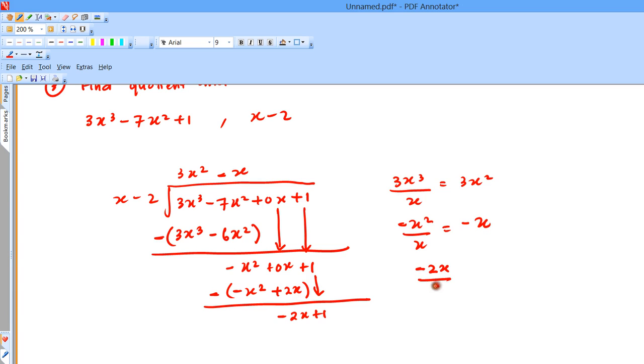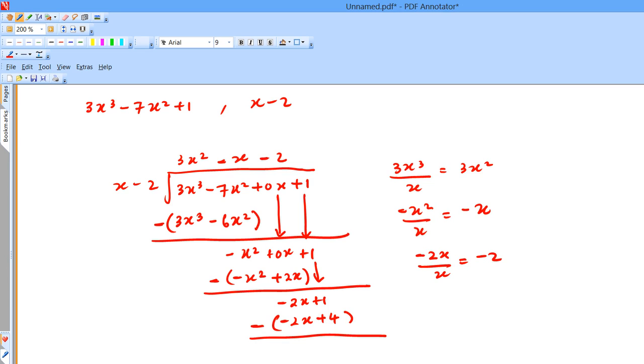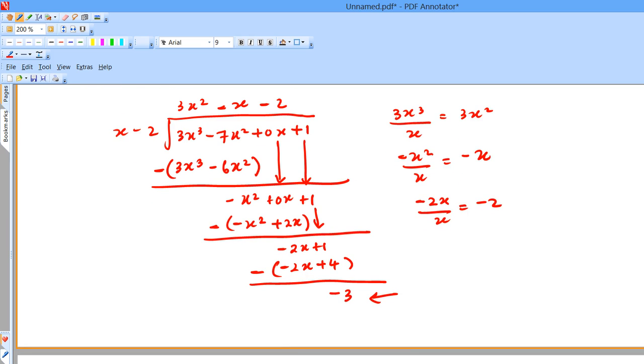So we have negative 2x over x equals negative 2. So minus 2 here. Negative 2 times x is negative 2x. Negative 2 times negative 2 is plus 4. And put a negative here. So negative 2x plus 2x equals 0. 1 minus 4 equals negative 3. So here the degree of the remainder is equal to 0. It's less than the degree of the divisor, so we can stop here. This is the remainder, and this one is the quotient.